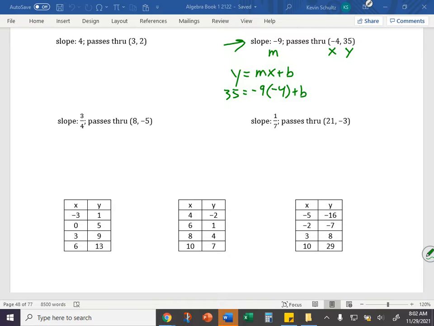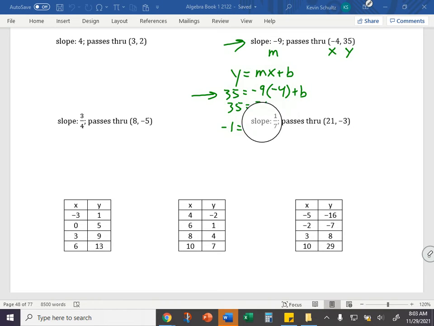Okay, so from here, just solve it. 35 equals 36 plus b, multiply -9 and -4. Subtract 36 from both sides to get b by itself, and we get a value of -1. 35 minus 36. I'm so confused. On how I did what? Everything. Do you understand how I got this? Yes. Okay, so we're not going to use that on everything, right?